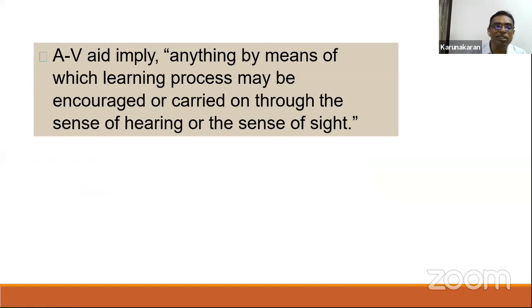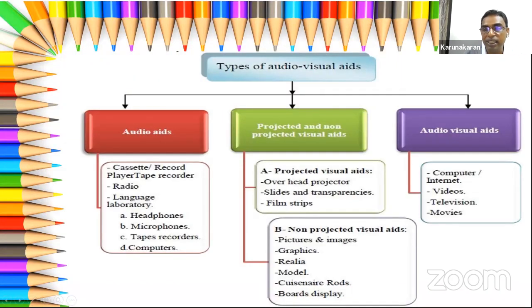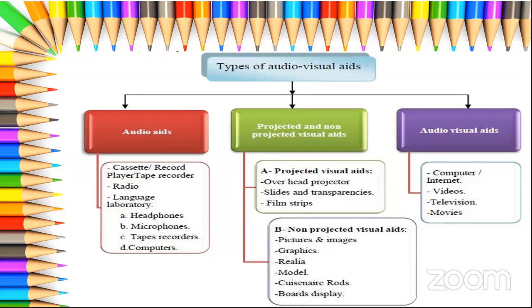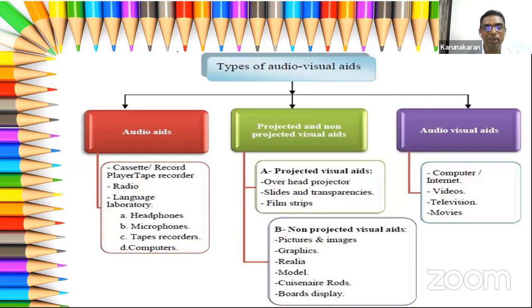So anything by means of which the learning process may be encouraged or carried on through the sense of hearing or the sense of sight. I said the audiovisual aids are connected to the sense of hearing and sense of sight. Right. Types of audiovisual aids. See audio aids. You know the examples: cassette record player, tape recorder, radio, language laboratory, headphones, microphones. So these are examples for audio aids.